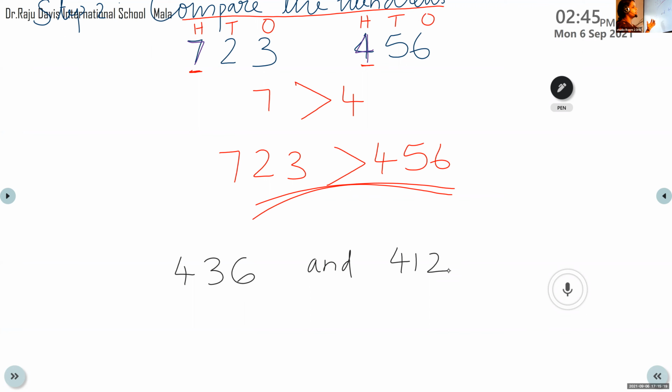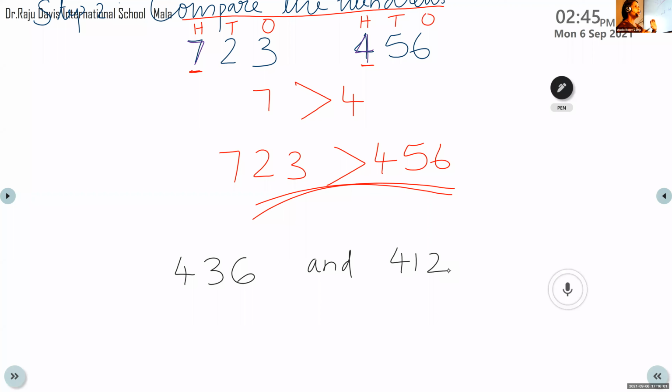Step 1, count the number of digits. How many digits are there in 436? There are 3 digits. What about 412? How many digits are there in 412? 3 digits. So both numbers have 3 digits each.